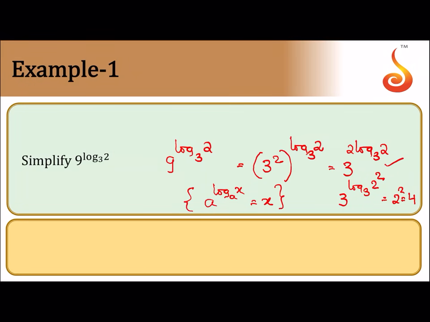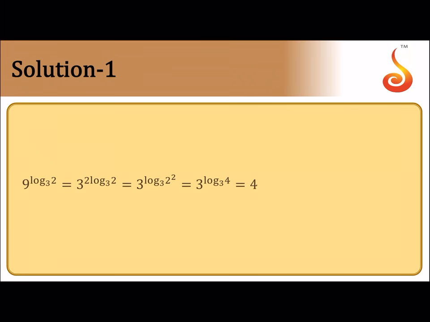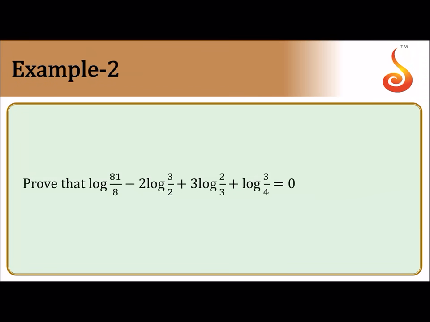So here we use two properties. Theorem number 2 we have used, and previously we studied theorem number 3. And the other logic we used is a to the power log base a of x is equal to x. So the answer is 4. Perfect. So 9 to the power log base 3 of 2, 3 to the power 2 log base 3 of 2, 2 will go inside and you get 4.